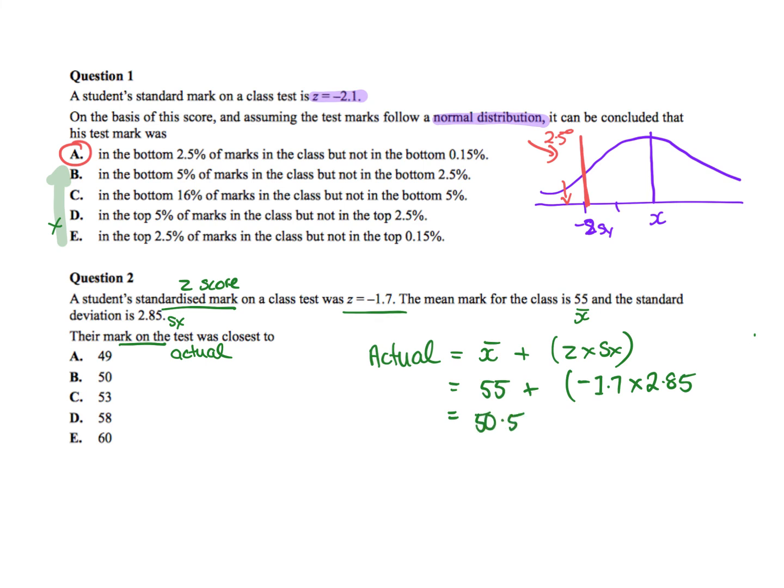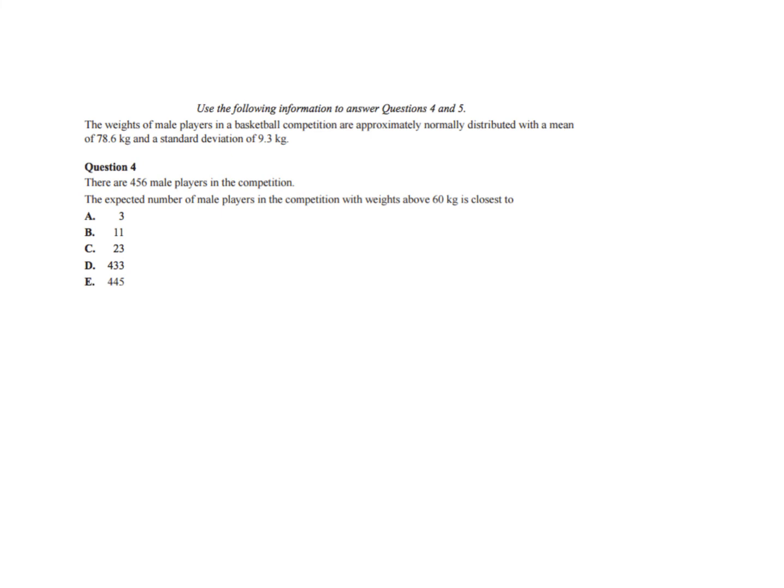50.5 something. So what's it closest to? 50. Okay, the weights of players in a basketball competition are approximately normally distributed. So there they are, they told me that. And then they said with a mean weight of 78.6 and a standard deviation of 9.3. There are 456 males, so they told me how many in the competition.